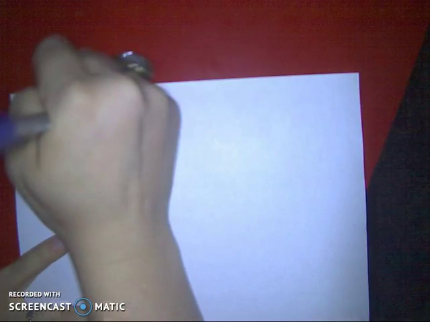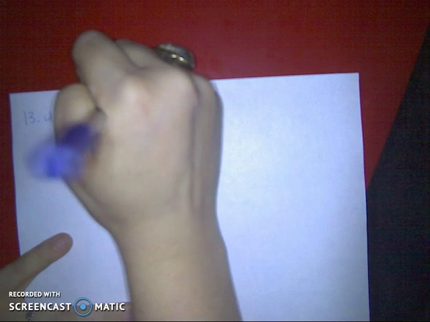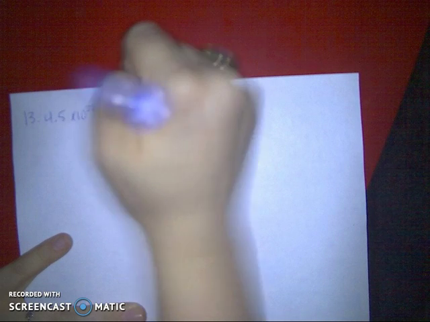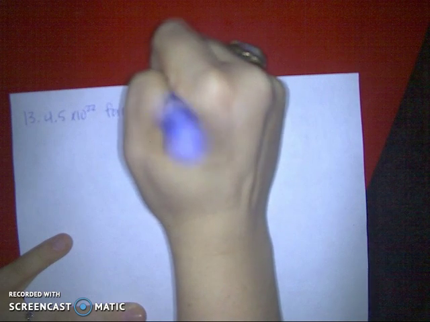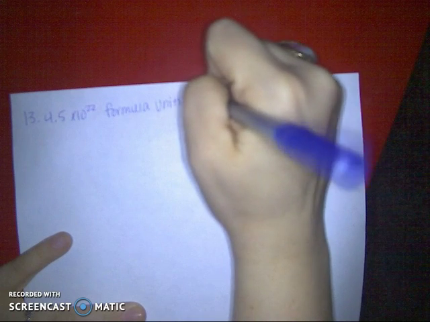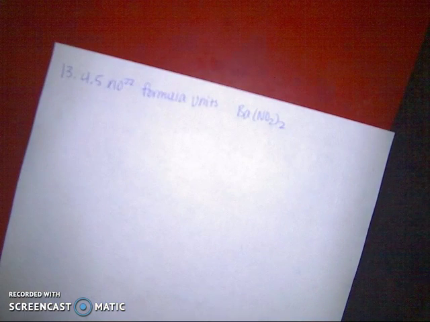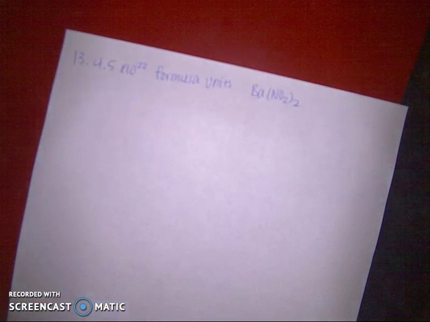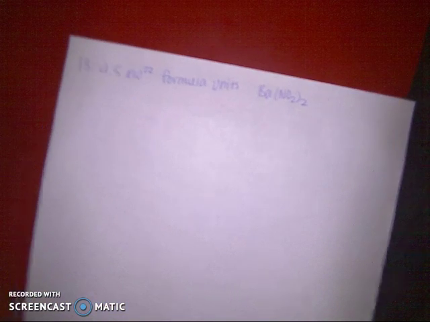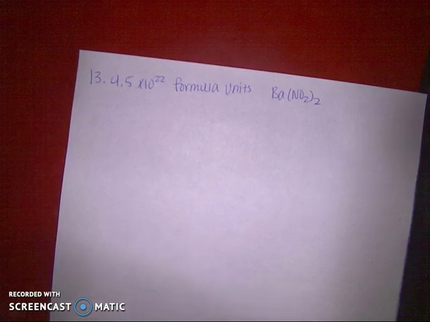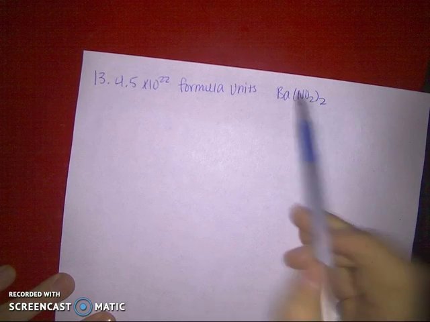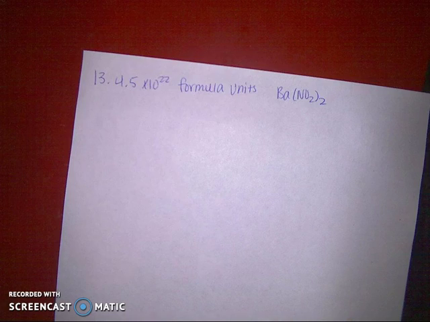So I'm going to write that down: formula units of Ba(NO2)2. We learned that the first thing you have to do in all of these problems is break the compound down and find the molar mass of that.